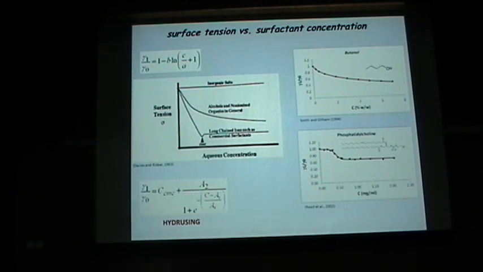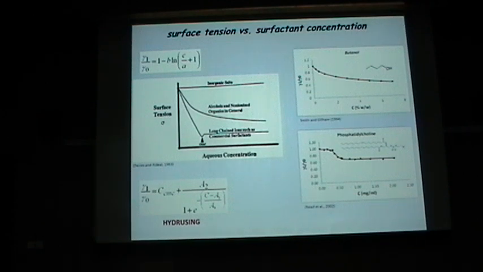For example, here is a phospholipid surfactant, and it shows the typical behavior of the first domain, where there is not enough adsorption at the interface, so the surface tension is not really affected, then a reduction, and then the CMC. We use this equation also to describe this, so it has a lot of flexibility to describe different behavior of different surfactants.